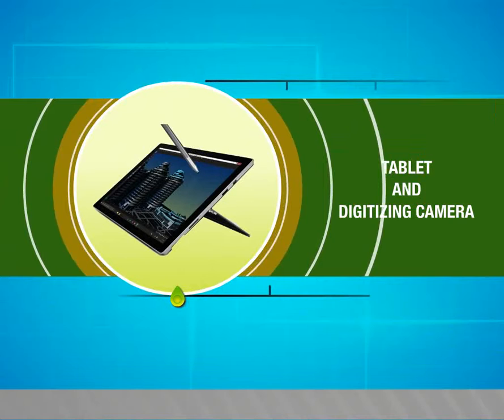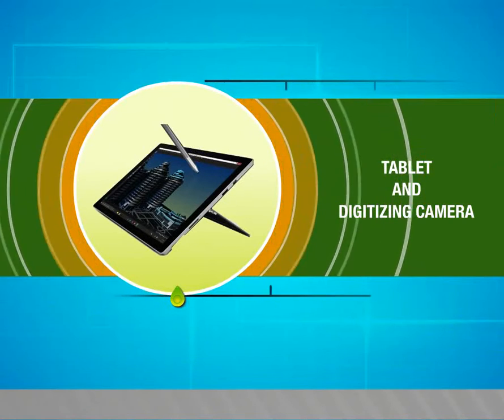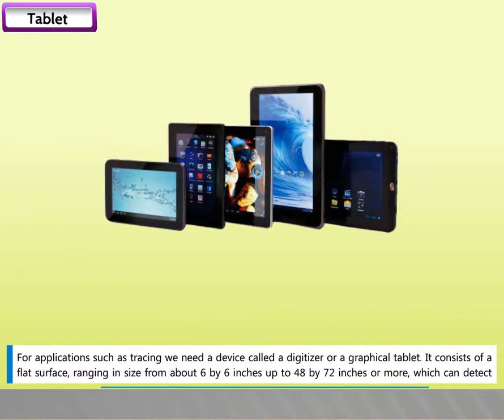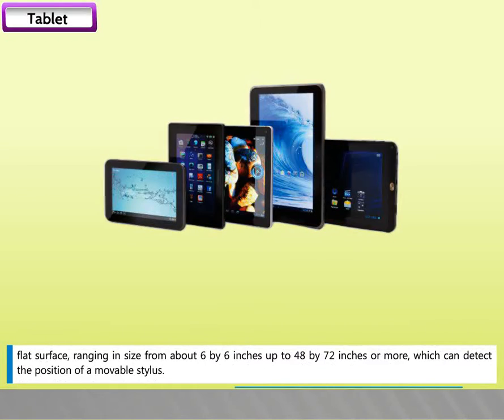Tablet and digitizing camera. In this video, we are going to see about tablet. Tablet. For applications such as tracing, we need a device called a digitizer or a graphical tablet. It consists of a flat surface ranging in size from about 6 by 6 inches up to 48 by 72 inches or more, which can detect the position of a movable stylus.